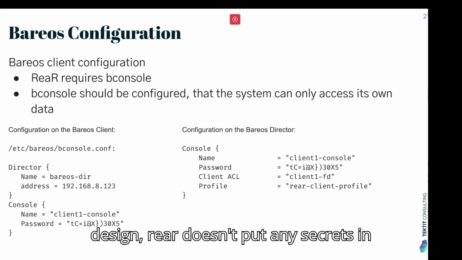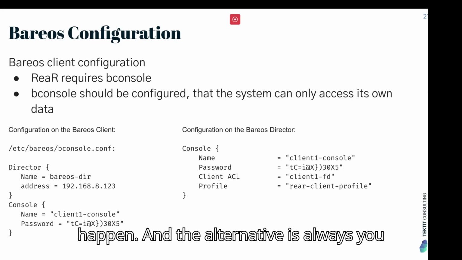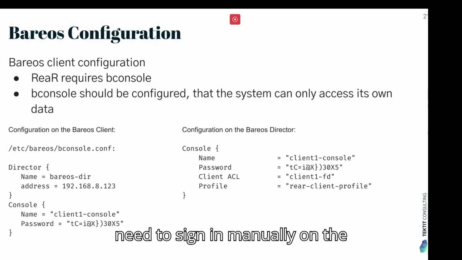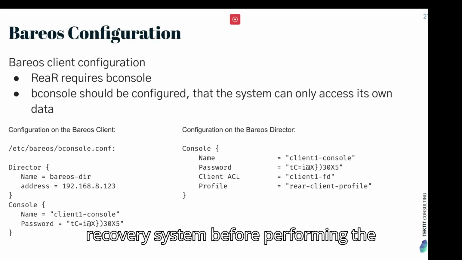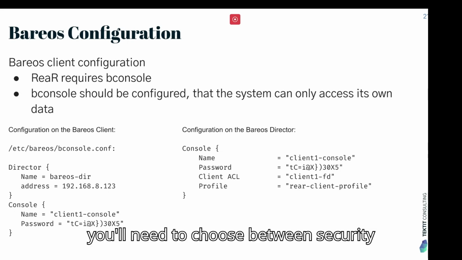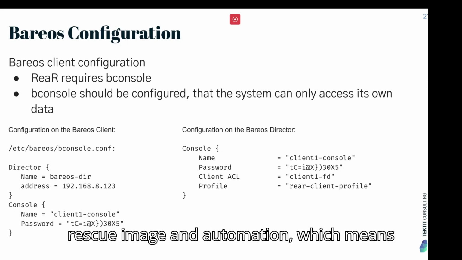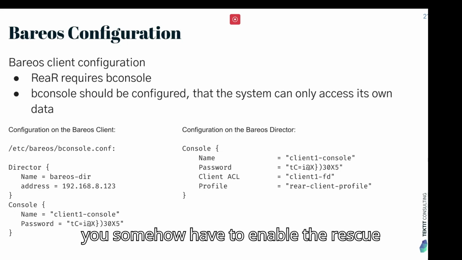By design, ReaR doesn't put any secrets in the rescue image, but if your backup software needs that, then it might happen. And the alternative is always you need to sign in manually on the recovery system before performing the actual recovery. So you'll need to choose between security and not having a secret in the rescue image, and automation, which means you somehow have to enable the rescue image to do its job.